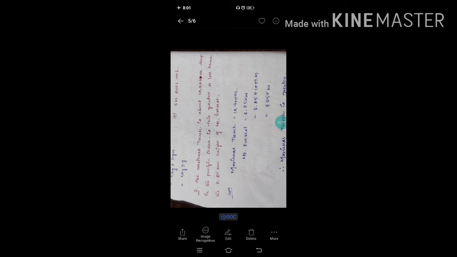So I am converting the Mount Everest kilometers to meters. 1 kilometer is how much? 1000 meters. So you need to do multiplication by 1000. If you do the multiplication, you will get 8,850 meters, and here it is given that the Marianas Trench is 10,900 meters. Now both the units are the same, so now you can compare.